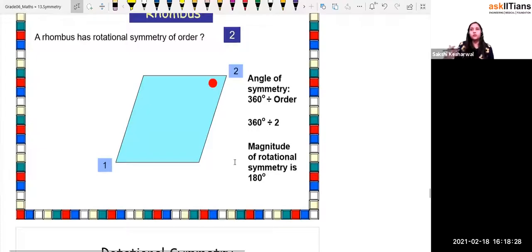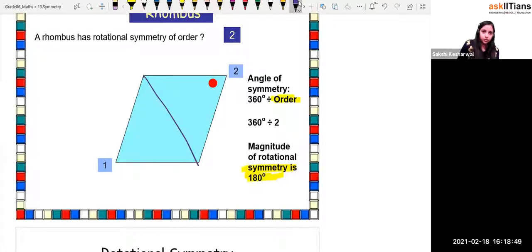Now let's take a rhombus. We know that the rhombus is symmetrical about its what, beta? Diagonal. So if you take any point on it, what happened? The order will be 2, yes or no? And the magnitude will be 360 divided by 2. If you rotate this, it's going to be like this. You join this line and you join this line, so if you rotate, it's going to be 1, beta, 2, right?